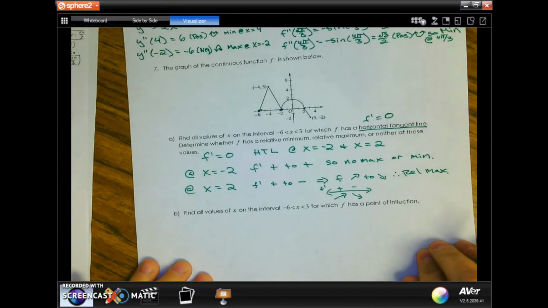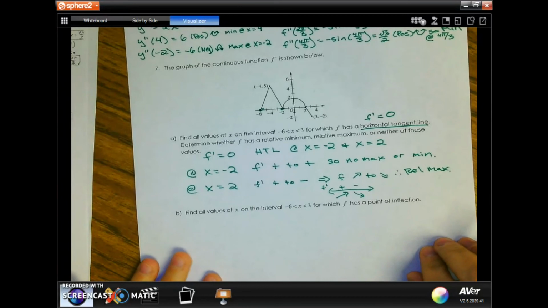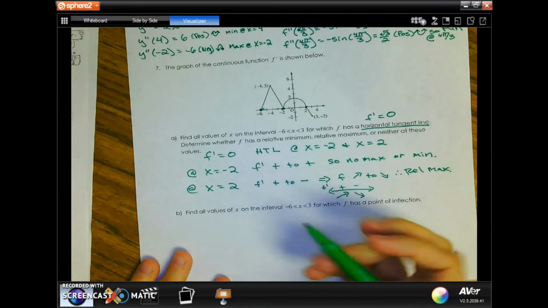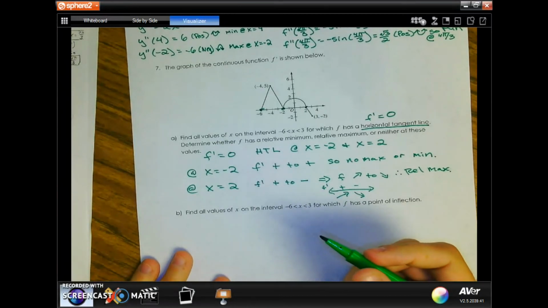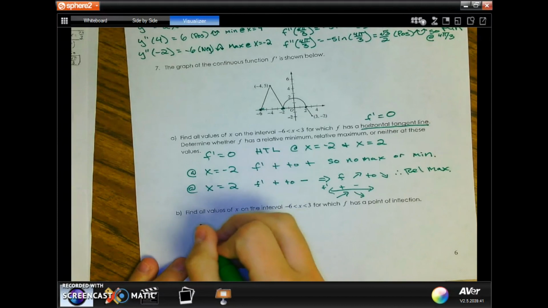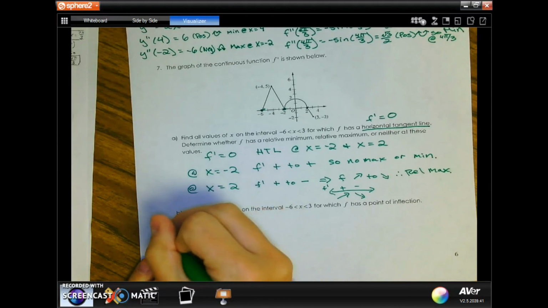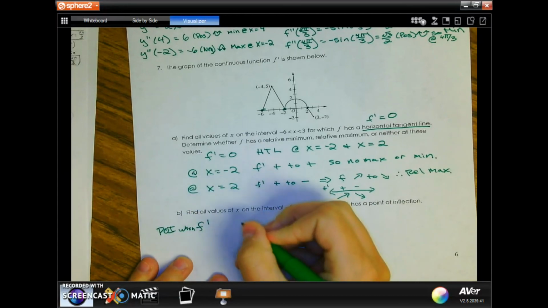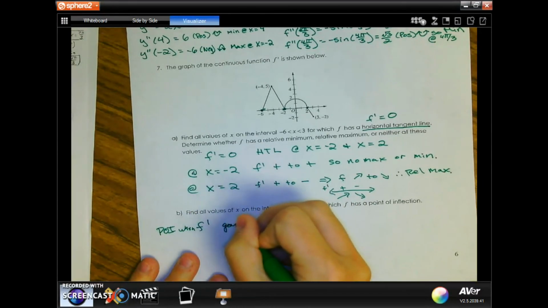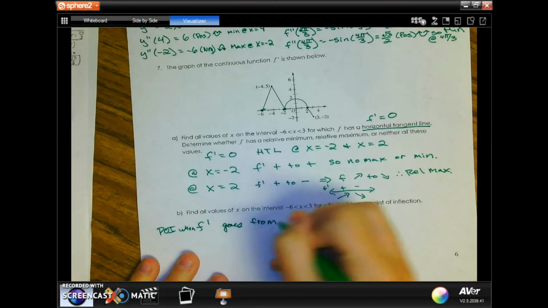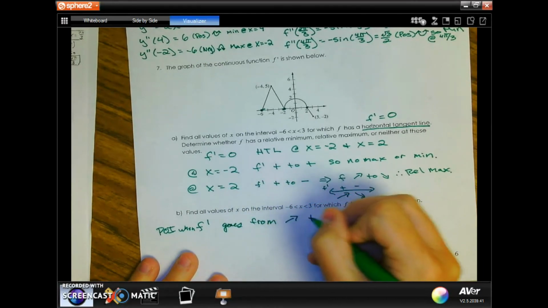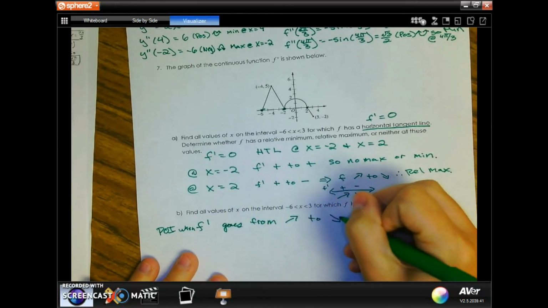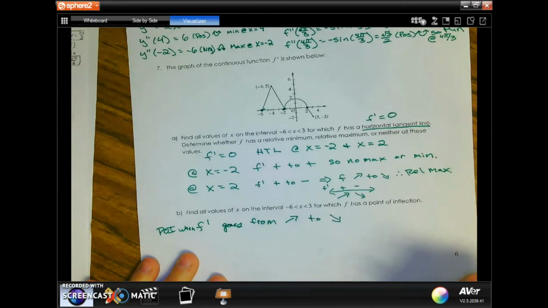Okay, and then the last part here, find all values of x on the interval for which f has a point of inflection. So a point of inflection is going to occur when you go from concave down to concave up, or vice versa. Or really, a POI occurs when your derivative goes from increasing to decreasing, or decreasing to increasing.